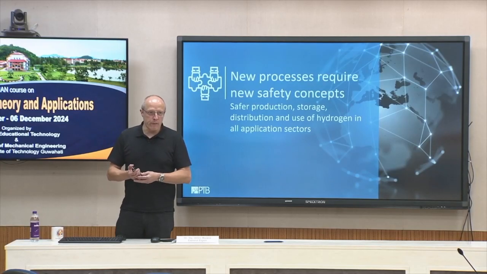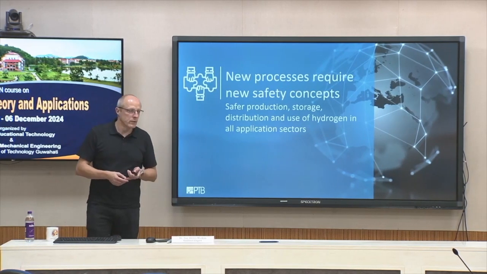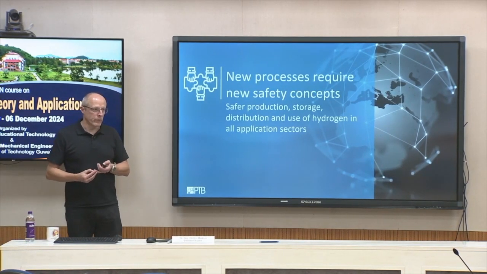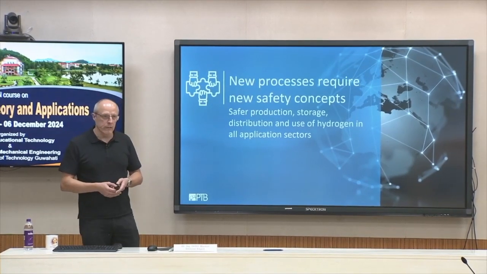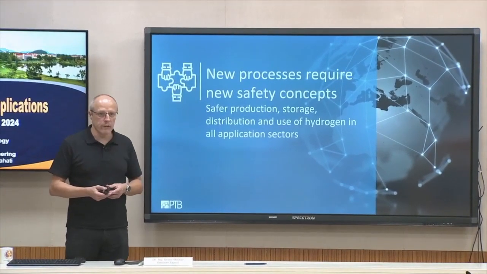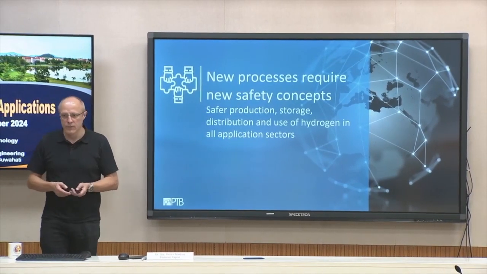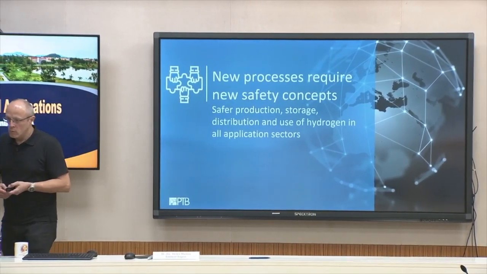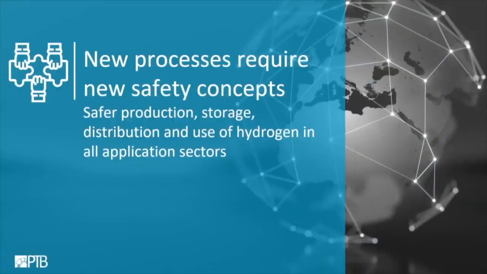In the last part of this lecture, we have discussed mainly the demand of hydrogen, the actual status of production, and we also have discussed safety concepts. So 120 megatons of hydrogen are produced worldwide.